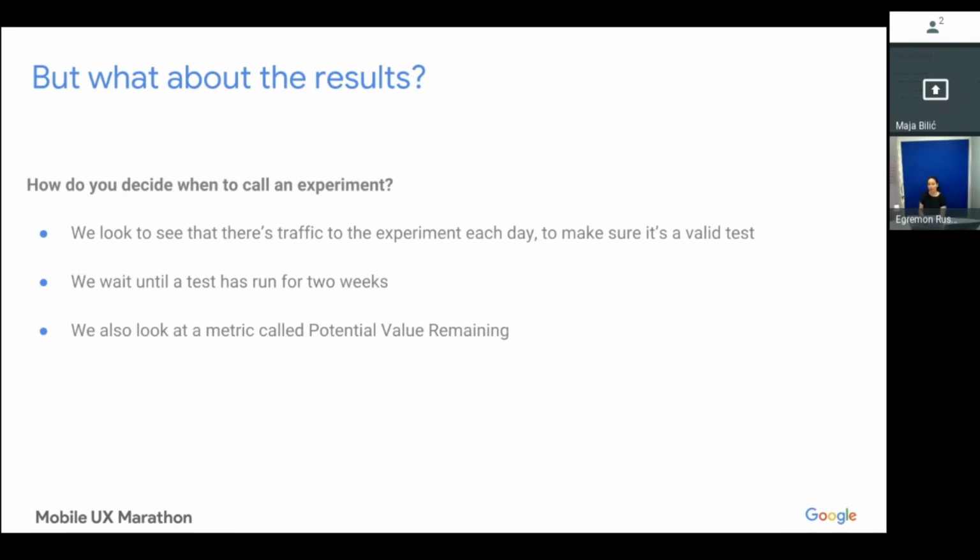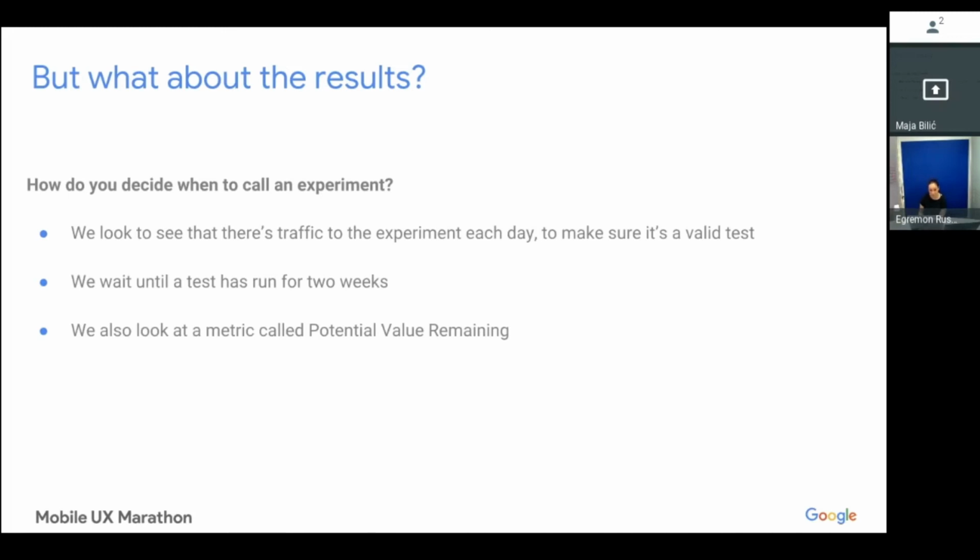But how do we actually give you the result? We look for some conditions to be met before we call an experiment. First thing is we look to see that there is actual traffic to the experiment each day to make sure that it's a valid test. If it's not a valid test or there is no data, we will tell you in the interface that something has gone wrong with your experiment and that you should look at your website or targeting rules because there was no traffic to the experiment. We wait until a test has run for 2 weeks or 14 days.